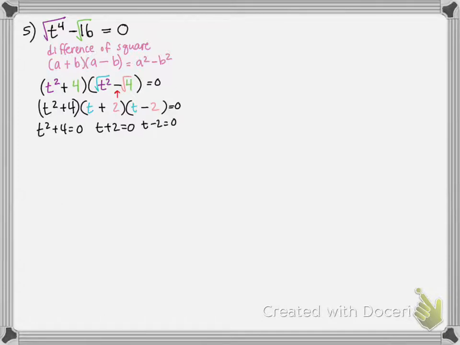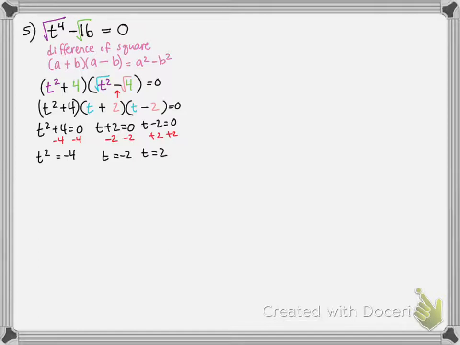And solve. So the first one, we're going to subtract 4 from both sides. Second one, we're going to subtract 2 from both sides. The last one, we're going to add 2 to both sides. So we get t squared is equal to negative 4. We get t is equal to negative 2, and we get t is equal to positive 2.